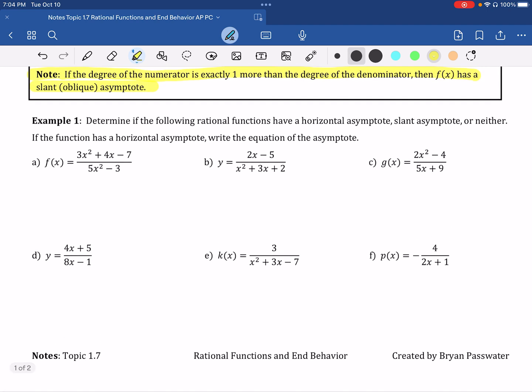Okay, so we're going to decide for each of these whether they will have a horizontal asymptote, a slant asymptote, or neither. And if the function has a horizontal asymptote, we're going to write its equation. We're going to do a couple together, and then you're going to try a couple yourself.